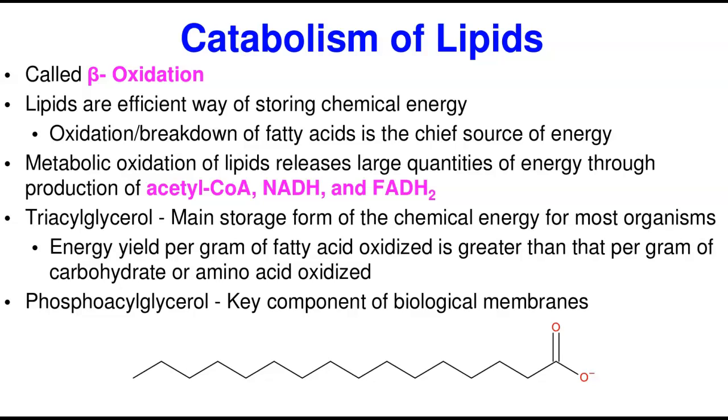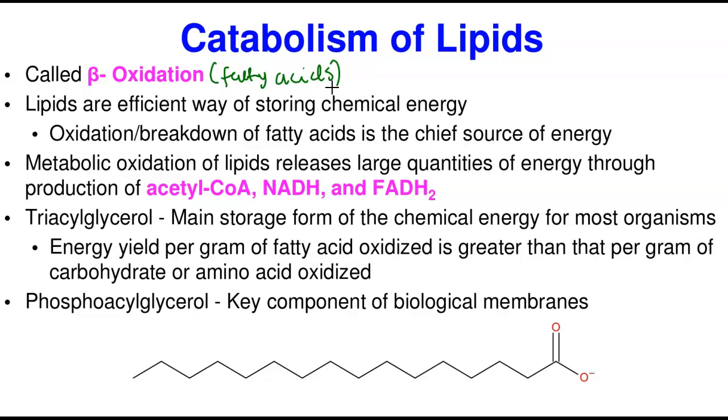Catabolism of lipid. The catabolism of lipids, particularly fatty acid, is given the name beta oxidation. Beta oxidation means the breakdown of fatty acid. Fatty acids, particularly, is what you break down in the beta oxidation. Of course, by now you should have known that lipids are an efficient way of storing chemical energy. The chemical energy that is locked up in lipids is much greater than what you have in carbohydrate and protein. So oxidation and breakdown of fatty acids is a principal source of energy equivalents, energy molecules.